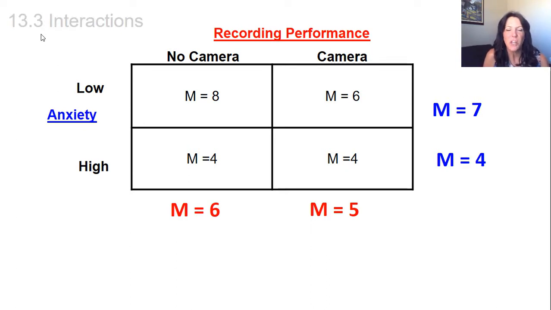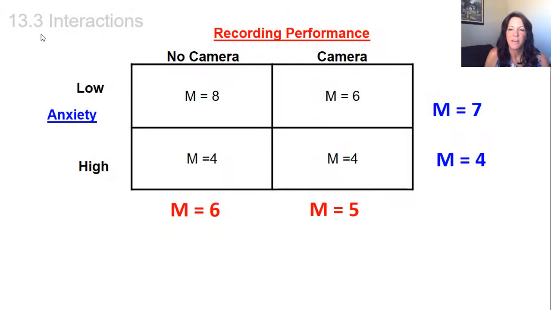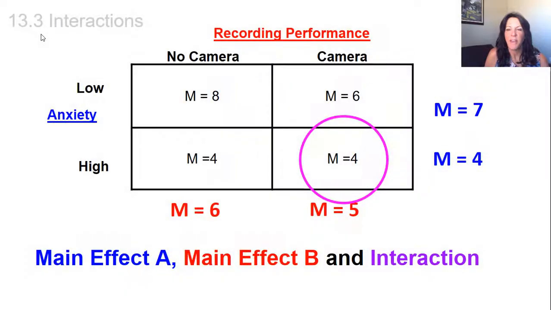So the question is, does a camera impact your ability to perform in a job interview? And you would say it depends. It depends on your anxiety level. We have a main effect A and a main effect B, but we also have an interaction. And that's where the interaction is right there. That's where we have sort of an unexpected result. We would expect that maybe to be like a 2. It should go down. It didn't go down.